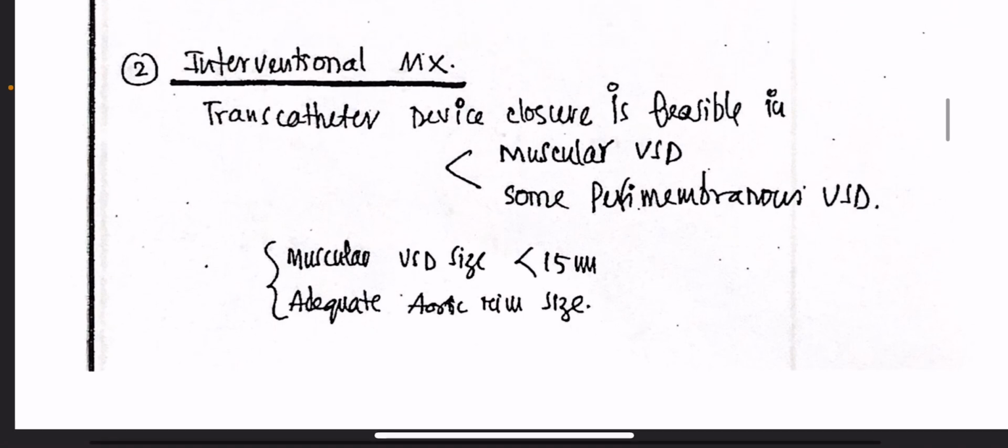Now, what is the interventional management for VSD? Transcatheter device closure is feasible in muscular VSD and in some perimembranous VSD. If muscular VSD size is less than 15 mm, we can do intervention. Adequate aortic rim size is also needed.